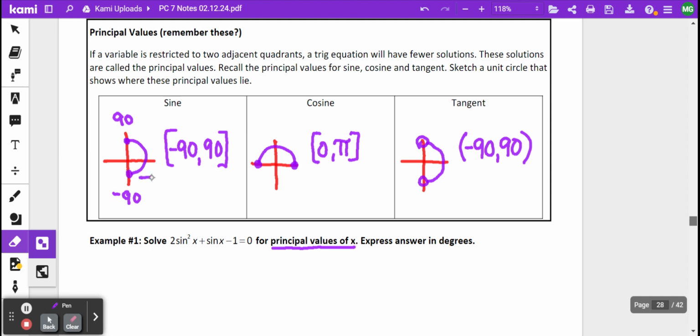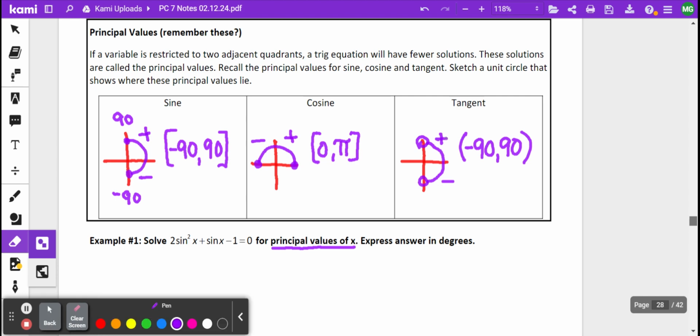So we know sine is negative here, sine is positive here. Cosine is positive here, cosine is negative here. Tangent is negative here, and it's positive here. So just remember those values, the principal values, as we move through the next batch of problems.